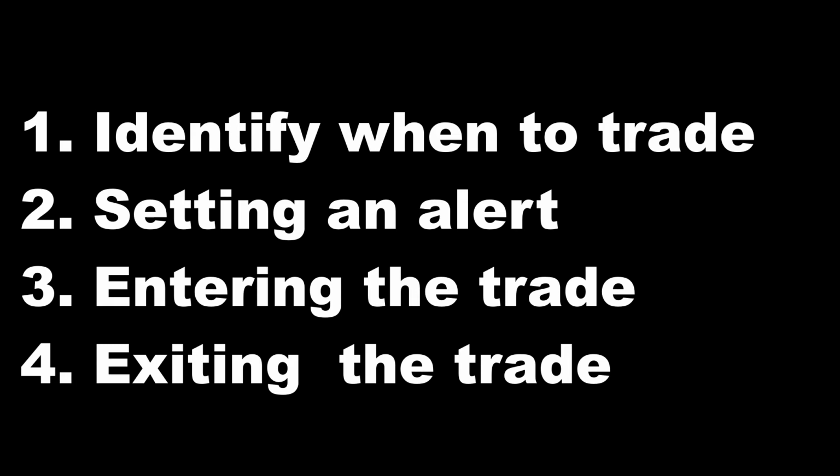So the first thing is for me to identify when I want to trade. Once I've identified when I want to trade, then the next step is for me to set an alert. After I've set the alert, then I quickly look it over to make sure the conditions are exactly what I'm looking for. Then I enter into the trade. Okay, so let's move right into it.